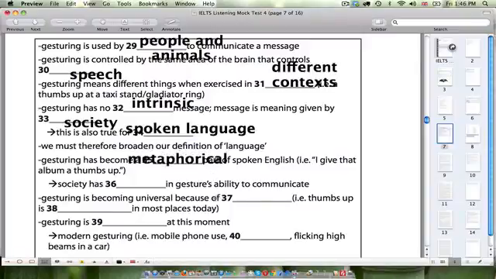Society has, in gestures, ability to communicate a message. So she mentioned something about society having grown a certain confidence to the ability of a gesture to communicate a message. So the answer here is confidence. Gesturing is becoming universal because of globalization.